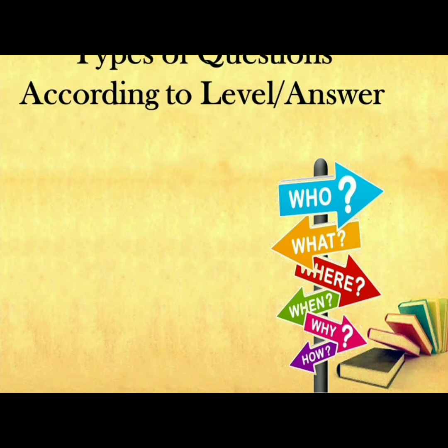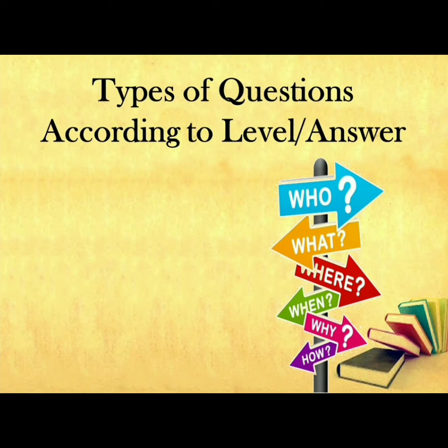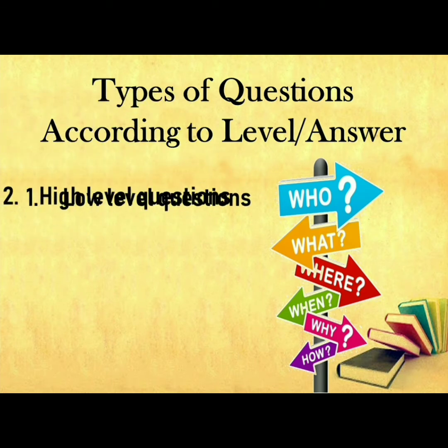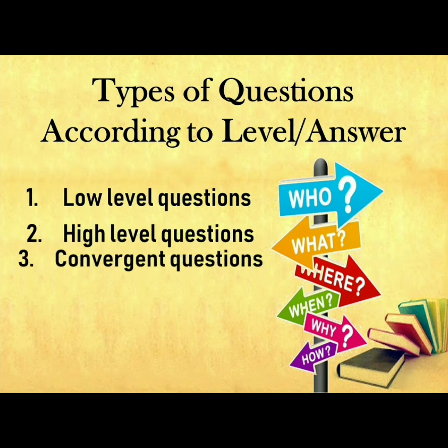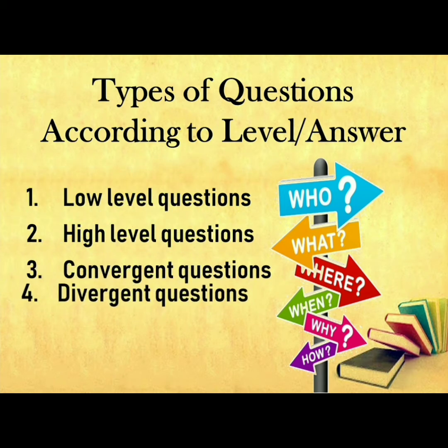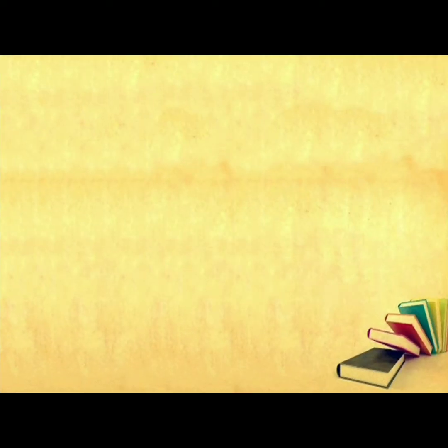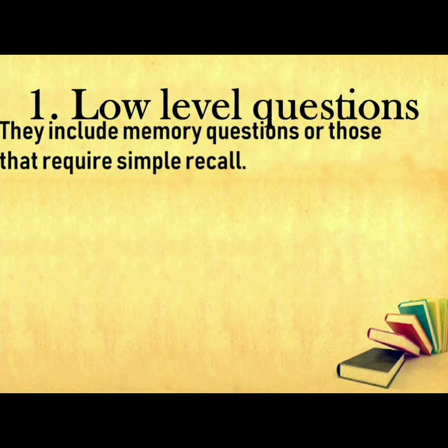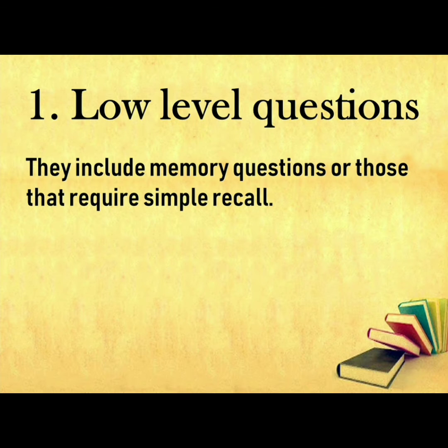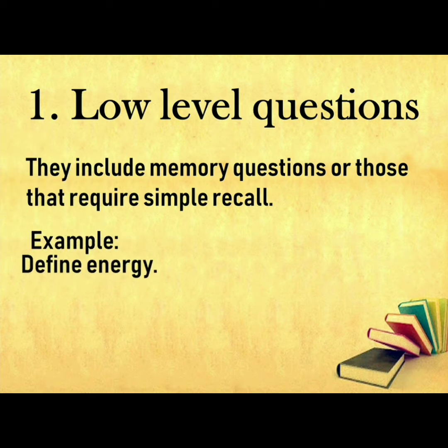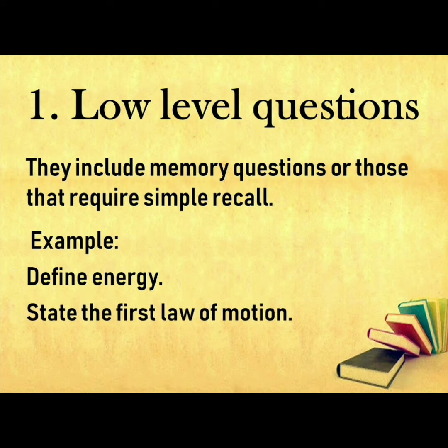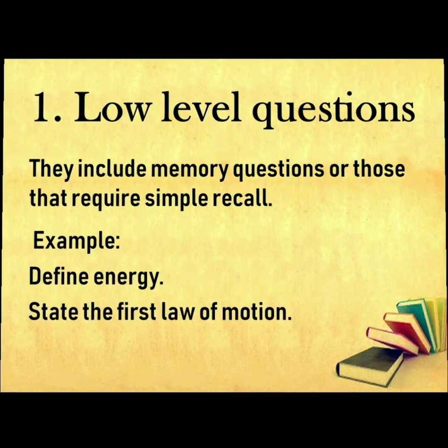So let's proceed to the types of questions according to level or answer. So we have here low-level questions, high-level questions, convergent questions, and divergent questions. Low-level questions include memory questions or those that require simple recall. For example, define energy. State the first law of motion. Low-level questions have just a simple recall.